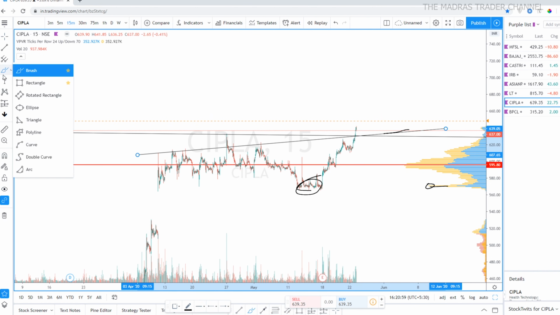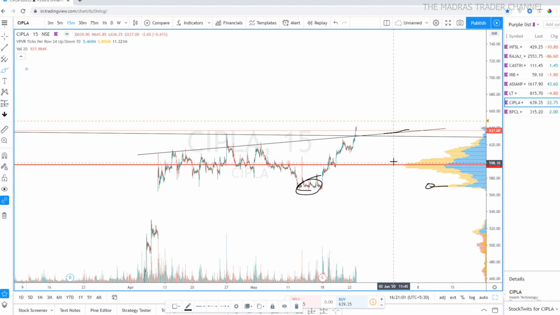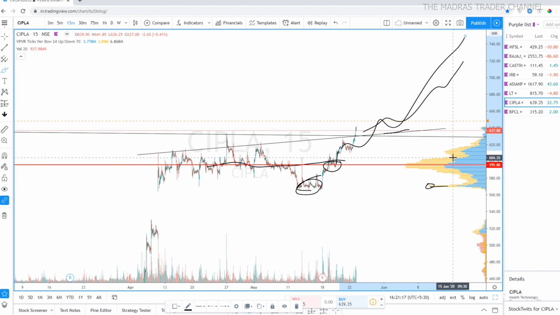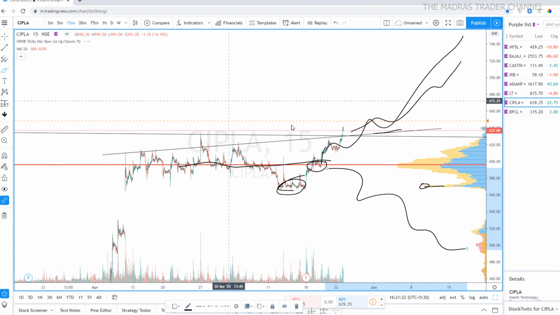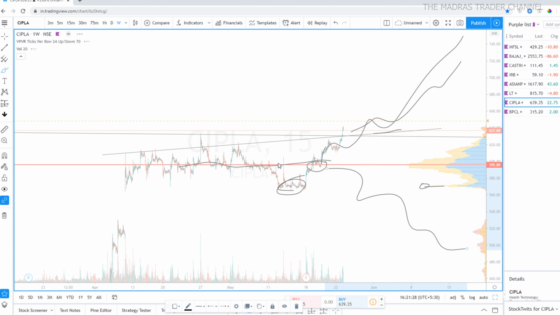Whenever the price moves away from the point of control, it tends to move away and go above. The majority of the money is here, and if the price is moving away from the majority of the money, it tends to move above. Correct? Same goes for the downside. So here if you notice, not only in the lower time frame it is bullish, I will also show you the weekly time frame.